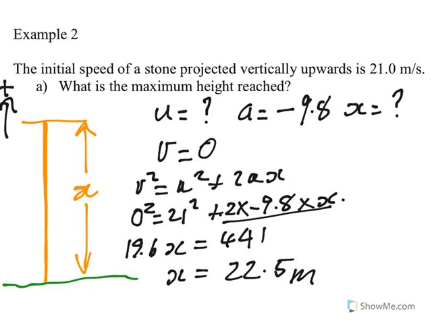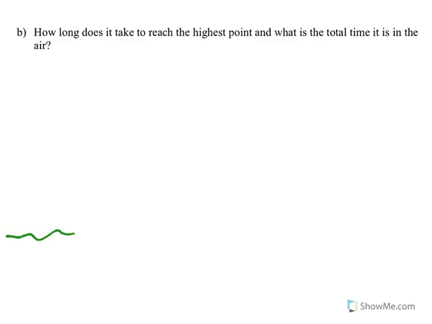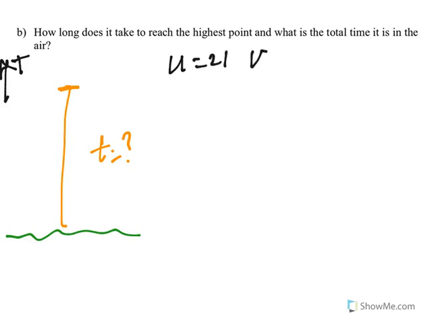Alright, how long does it take to reach the highest point and what is the total time in the air? That's the next part, so let's go to the next page. So we can look at the same kind of thing. How long does it take to get to here? This time we're after time, using up as positive again. So u is 21, v is 0 again, acceleration is negative 9.8, and the time is what we're after.